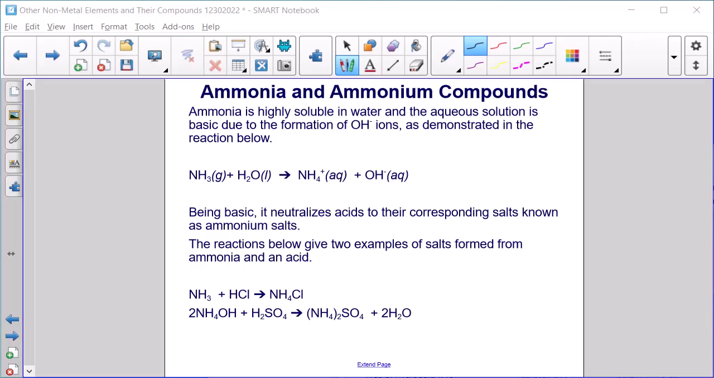Ammonia is highly soluble in water, and the aqueous solution is basic due to the formation of hydroxide ions, as demonstrated in the reaction below between ammonia and liquid water. Being basic, it neutralizes acids to their corresponding salts, known as ammonium salts. The reactions below give 2 examples of salts formed from ammonia and an acid: ammonia and hydrochloric acid to produce ammonium chloride, and ammonium hydroxide and sulfuric acid to produce ammonium sulfate and water.